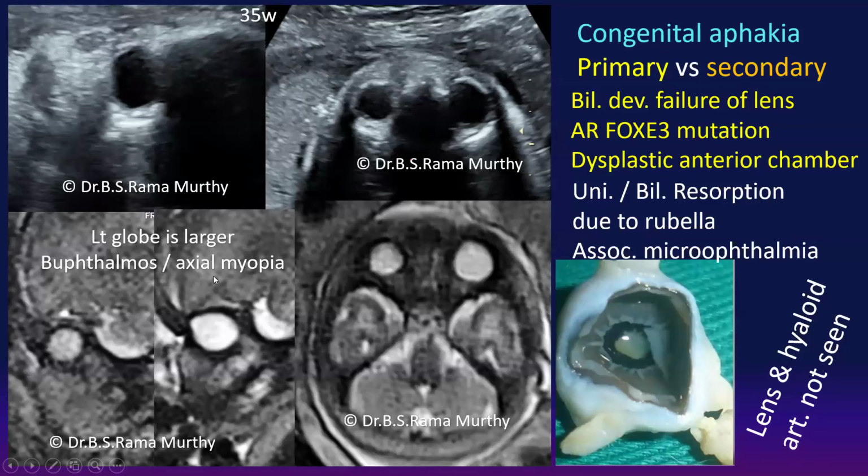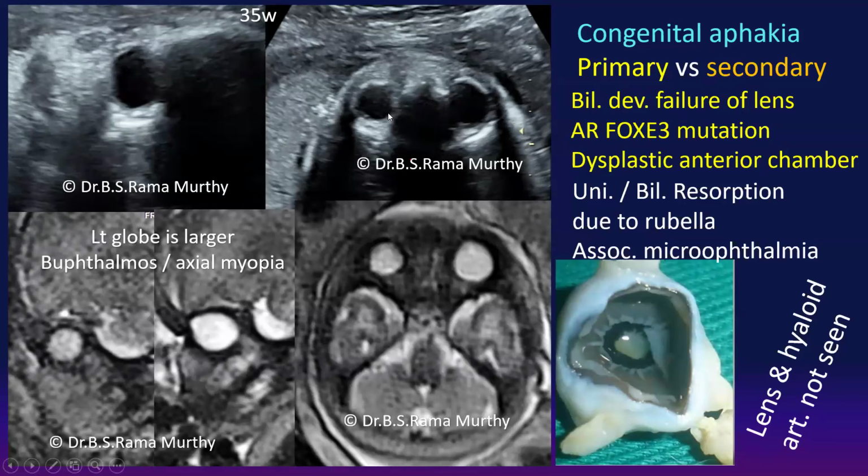So coming to abnormalities of the orbits, the first thing, congenital aphakia, where the lens is missing. Congenital aphakia can be primary or secondary. In primary aphakia, both the lenses, bilaterally, are absent. It's basically a development failure of the lens. It can happen in an autosomal recessive disorder, a FOXE3 mutation. And here the anterior chamber also can be dysplastic.